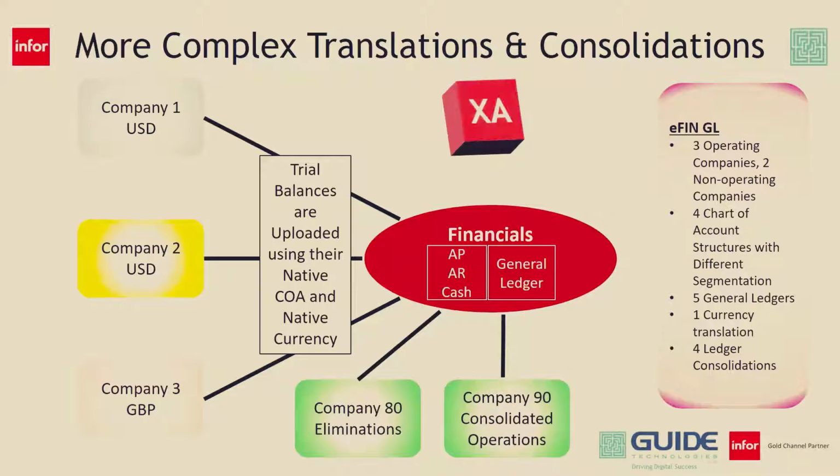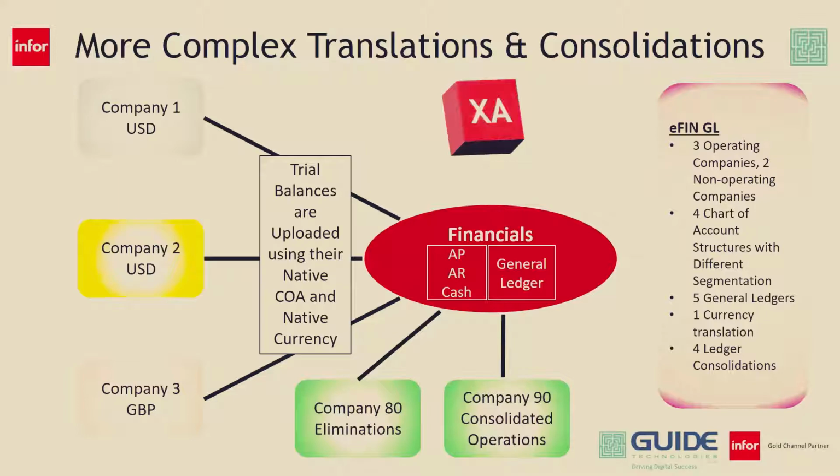So what we had to do was a currency translation on company 3, and then we did the consolidations. Once they were consolidated, we set up a non-operating company we called 80. It might have actually been 50 or 60. The number doesn't matter, but we set up a non-operating company and we posted all the eliminations there.